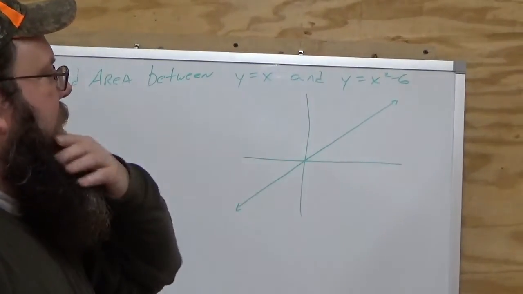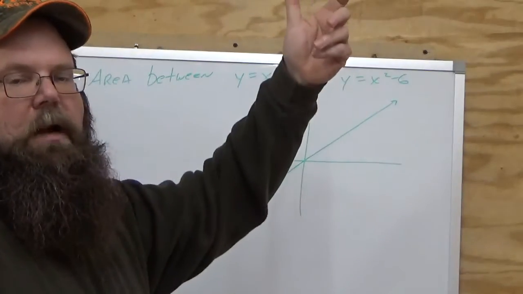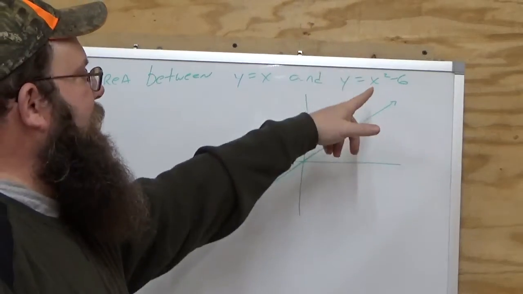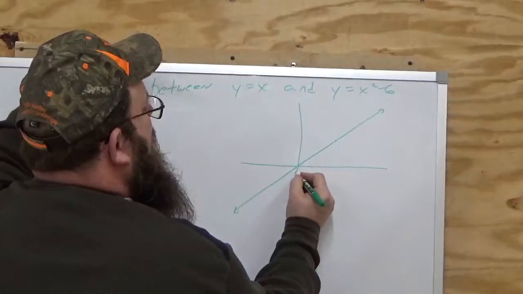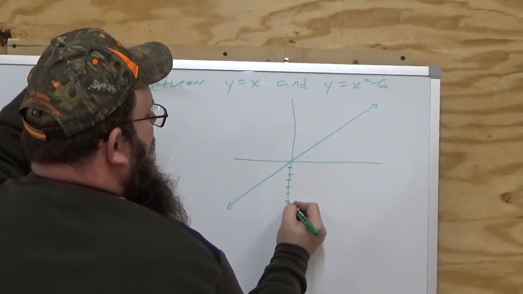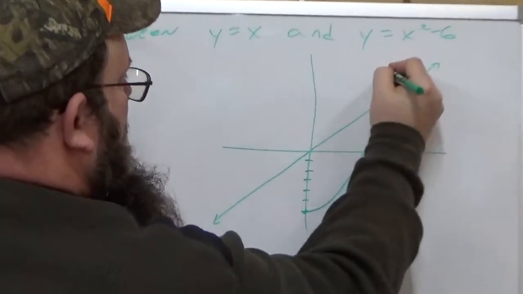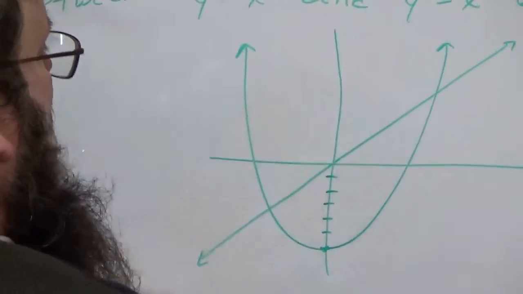Y equals x squared minus 6. Well, geez, positive x squared, that's a parabola opening up to collect water. Minus 6 means it's shifted down. How far down? Guess what? 6. So 1, 2, 3, 4, 5, 6. Right here. Draw your parabola. There it is.